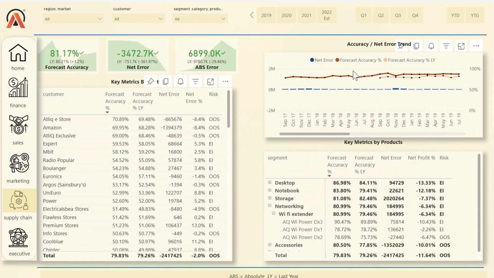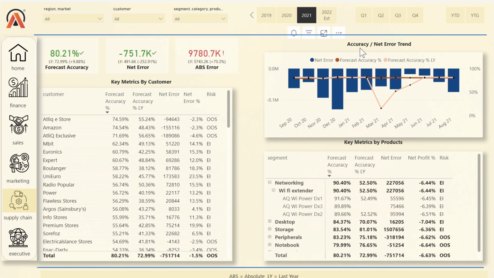So this one right here, let me go to 2021. This one right here is the accuracy slash net error trend. These two lines are the forecast accuracy and forecast accuracy last year over time, and these blue bars are the net error bars. You can see in December 20 we have the highest net error, and you can get pretty good insights from there. Another insight that I can see is the net error is not consistent. It is fluctuating over time.